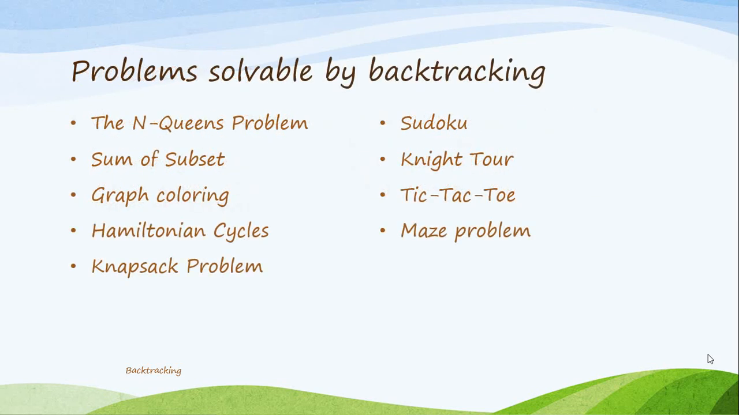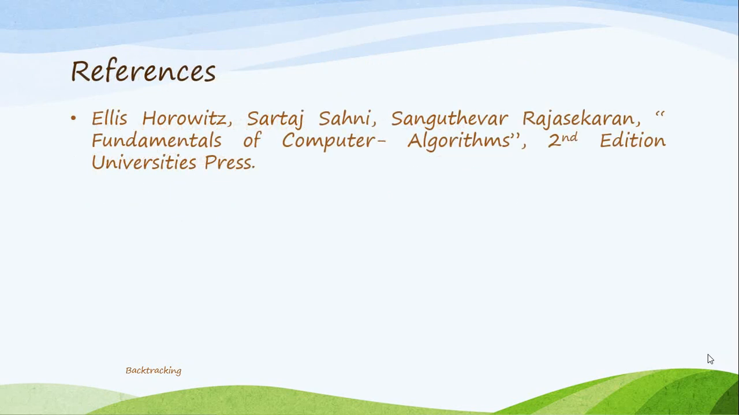Problems solvable by backtracking: we can solve the n-Queens problem, sum of subsets, graph coloring, Hamiltonian cycles, the knapsack problem, and a number of puzzles like Sudoku, knight's tour, tic-tac-toe, and the maze problem. Here I have referred to the book Fundamentals of Computer Algorithms.